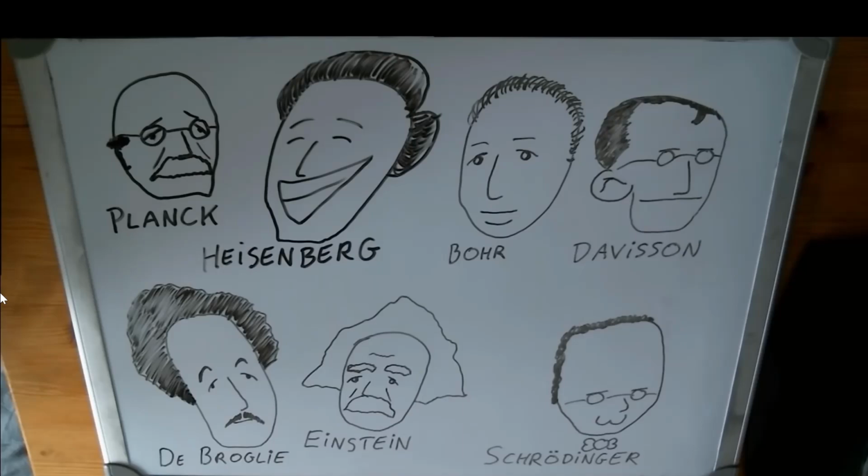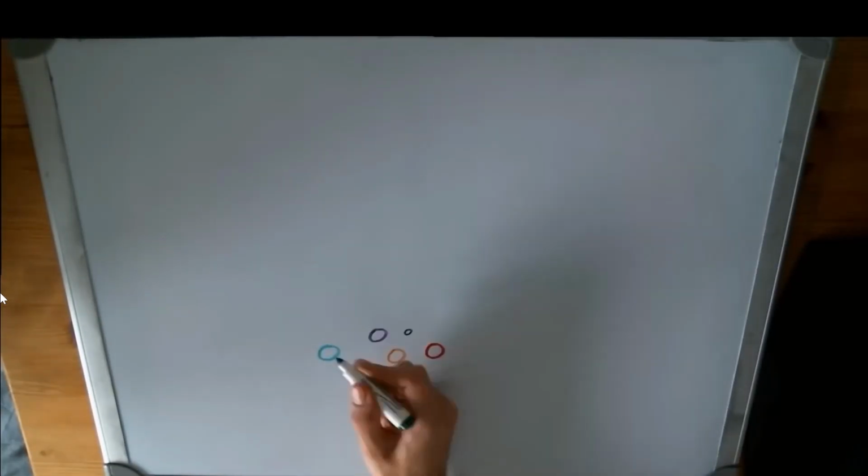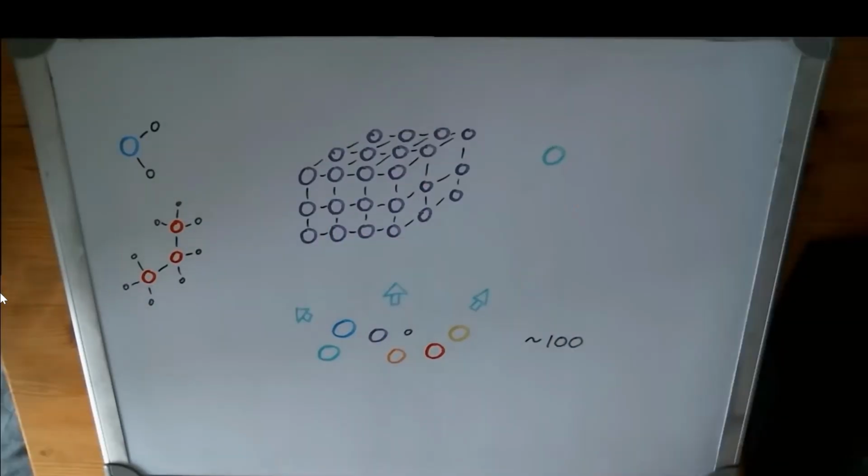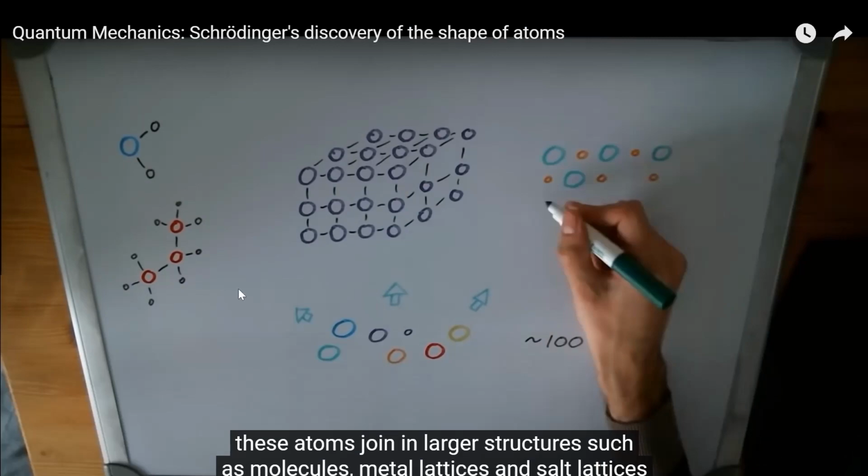These guys already knew a lot about atoms from the scientists who came before them. For instance, they knew that there are about 100 different atoms in nature, and that these atoms join in larger structures such as molecules, metals. What are these structures over on the left? Those are atoms attached together by bonds. What kind of bonds would these be? Covalent bonds. What do we call these particles? Molecules. Okay, so we got molecules over here.